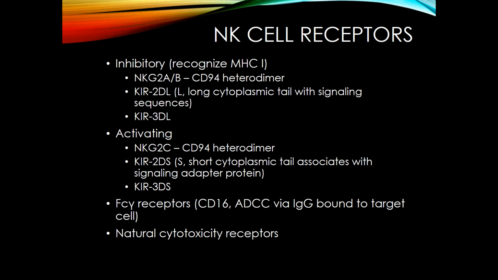Now there is a number of NK cell receptors. So you have inhibitory and activating receptors. And the inhibitory receptors recognize MHC class 1. And you can see there's NKG2A/B, CD94 heterodimer, a couple of KIR ones that are all inhibitory. And then you have some activating ones, same sort of pattern.